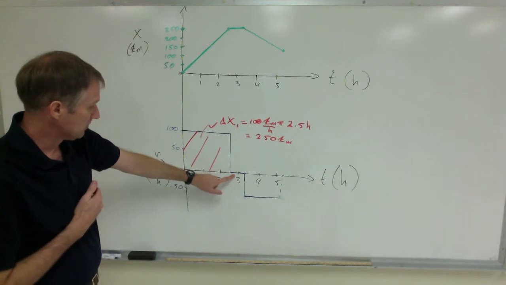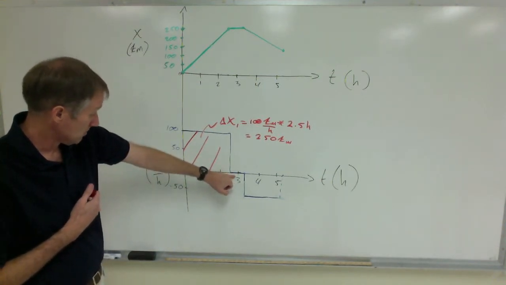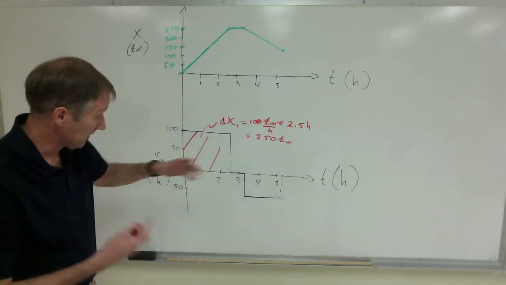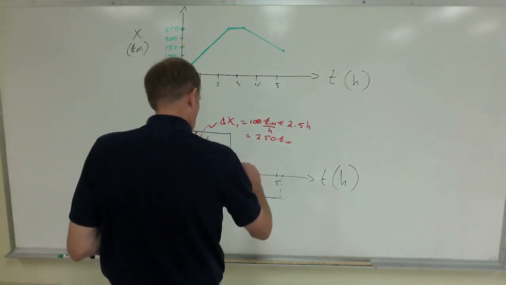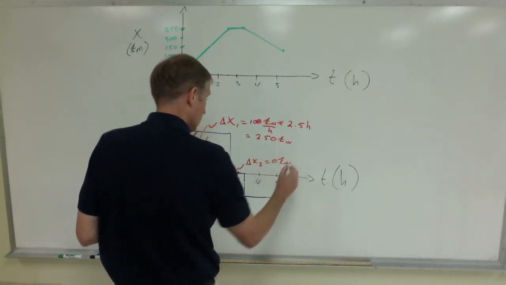This part would have a displacement of 0. She didn't go anywhere. The area of this is 0, all right? Length times width is just a line, it's not a box. So that's a delta x for 2 of 0. That makes sense. She's at rest.